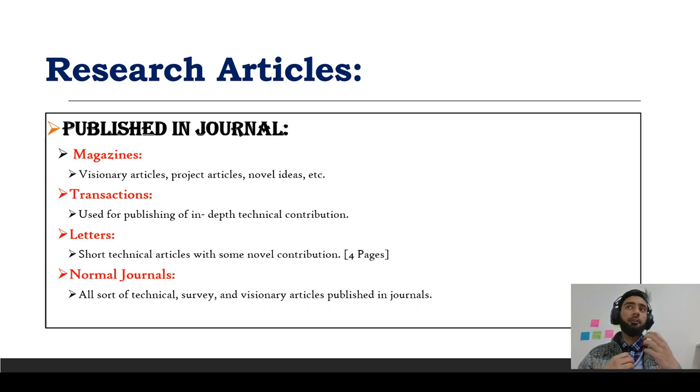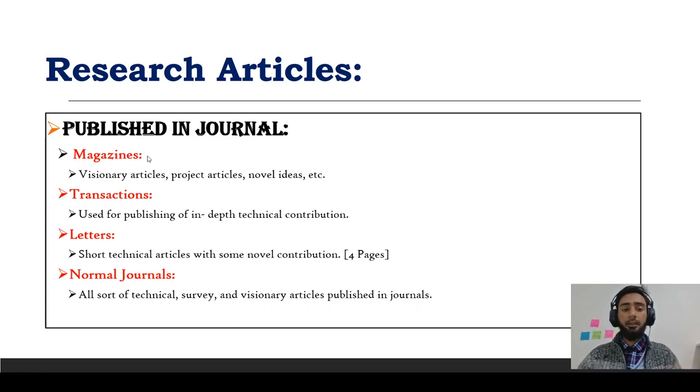Normally, whenever you see PhD or master's students talking about their research, they are normally talking about these things. Research articles, as previously discussed, could be published in journals, conferences, or as different types of technical reports or similar things. So, first of all, let's discuss the articles which are published in journals.